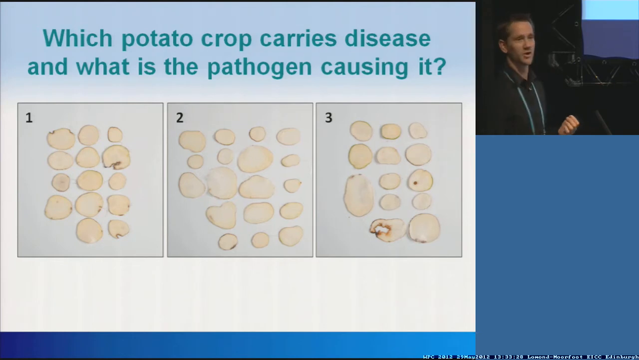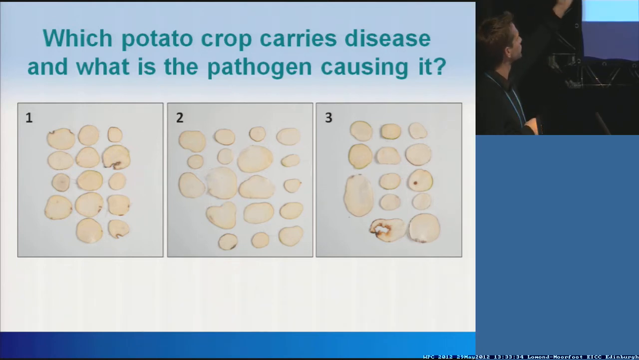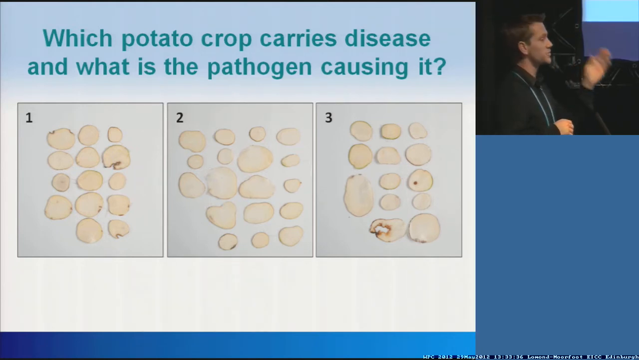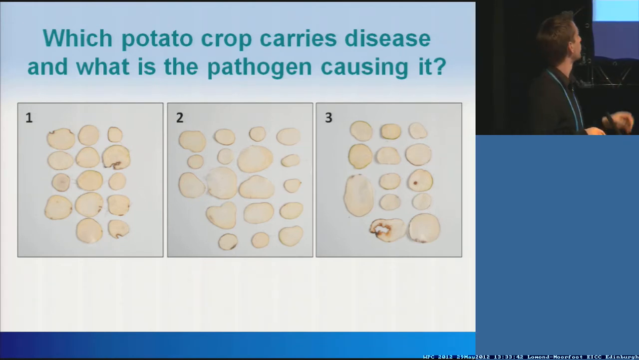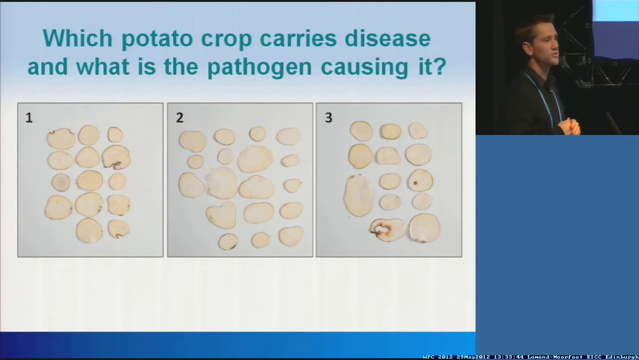In this slide, I'd ask you to have a look at these three panes. These are tubers from plants 1, 2, and 3. They're just tuber slices that have been taken, photographs of them, some of them not in great order, obviously. But what I'd ask you to say is, can you tell which ones are carrying a pathogen, and what the pathogen actually is?